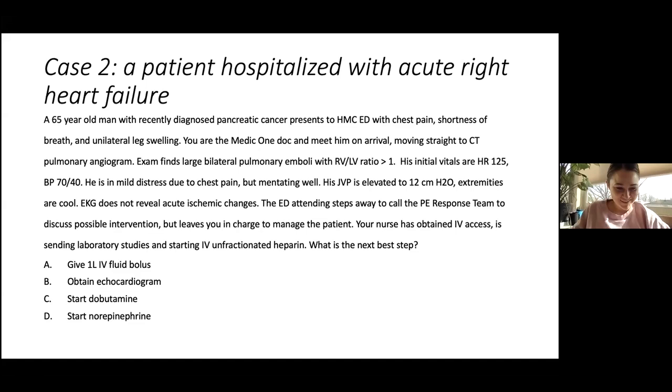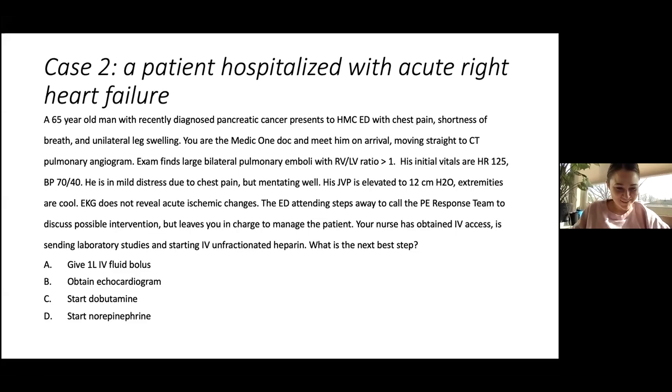His initial vital signs are a heart rate of 125 and a blood pressure of 70 over 40. He's in mild distress. He's having chest pain, but he's mentating well. His exam reveals an elevated JVP and cool extremities.